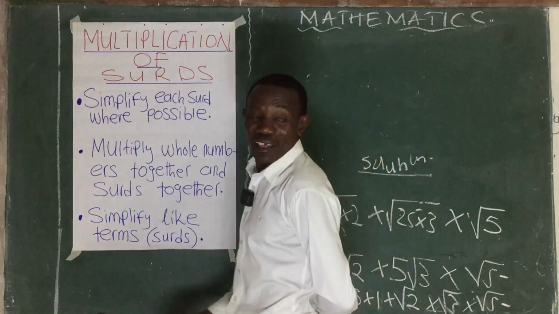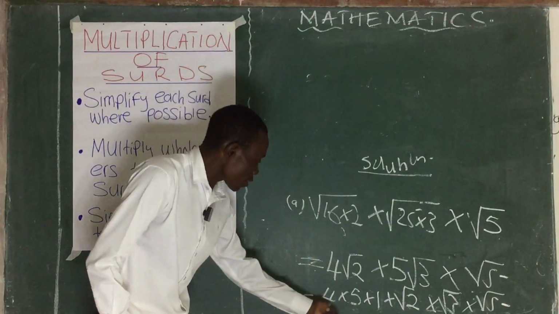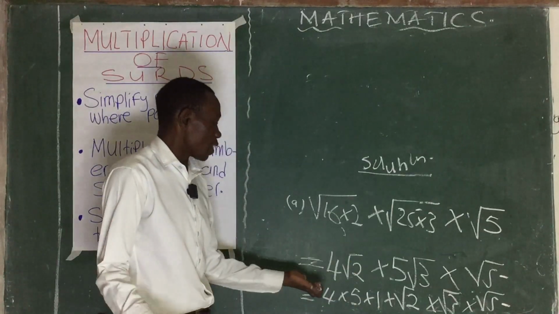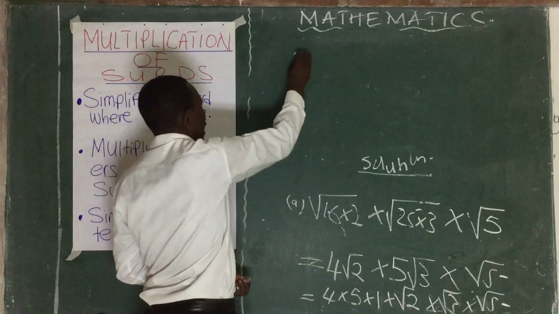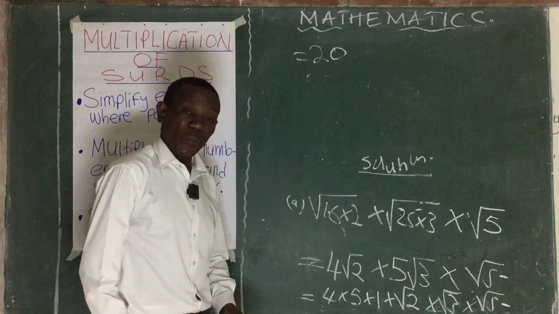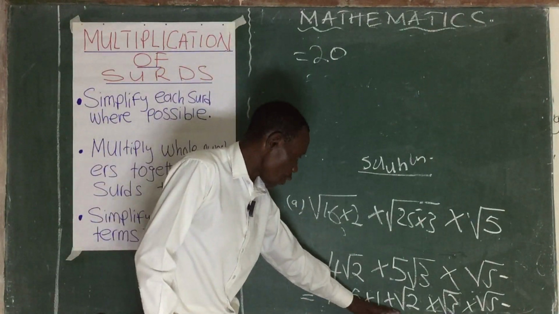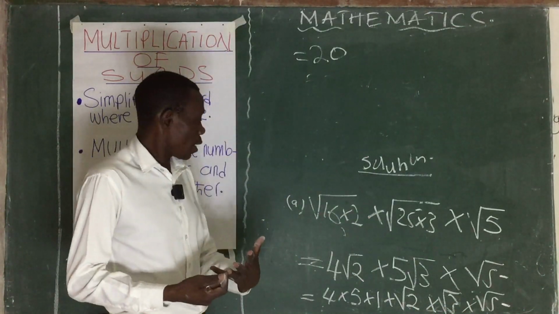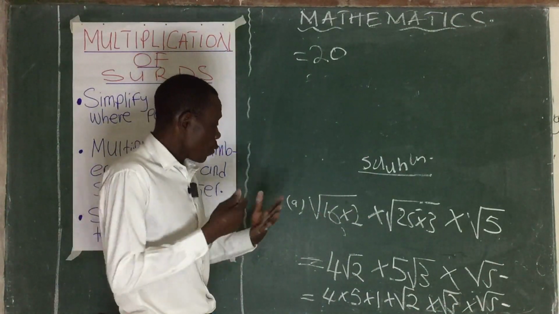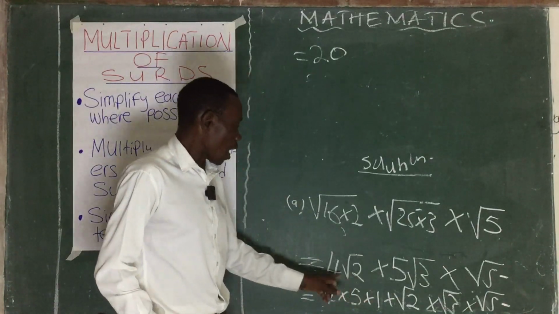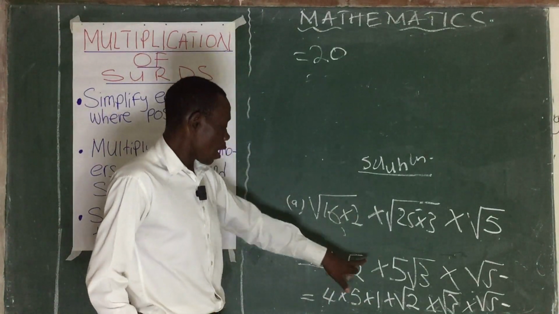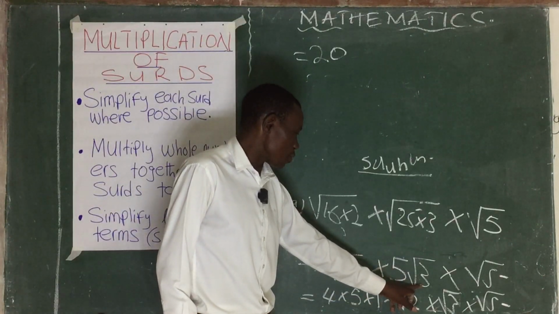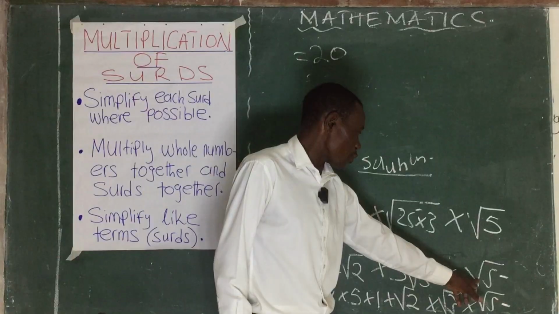So what we have here, you consider the numbers first. 4 times 5, then times 1, you get what? That's 20. So you write that one as a 20. Once you have dealt with the numbers, we also consider now the surds. When you are multiplying surds, you have numbers outside, and then irrational numbers, like here 4 and irrational number 2, and here we've got 5 and irrational number root 3, and also here we've got irrational number 5.